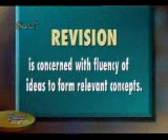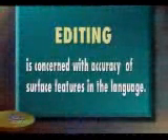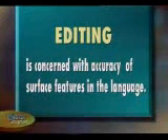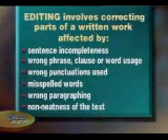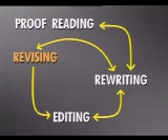Revision is concerned with the fluency and unity of ideas, while editing is concerned with the accuracy of surface features in the language. Editing involves correcting parts of writing which are affected by sentence completeness, phrase and word choice, punctuation, spelling, paragraphing, and neatness. If revision is the initial stage in the reformulation cycle, then editing is the final step. This includes rewriting and proofreading the revised draft.